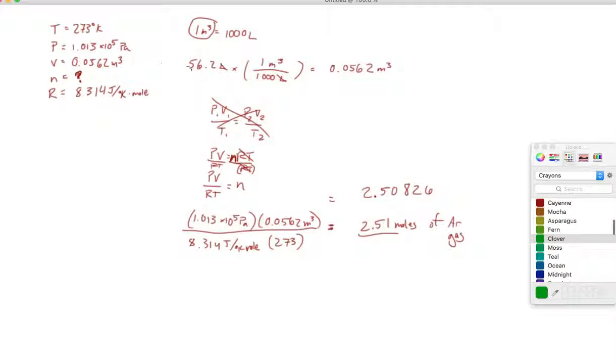Okay. So I rounded this to 3 sig figs because it gave us the volume as 56.2 liters before I crossed it off. There's 3 sig figs there, and that was the smallest number of sig figs. So I went 1, 2, 3 sig figs over, and I cut it off right there. And that 8 means that I round this 0 up to 1. So my final answer is 2.51 moles of argon gas.